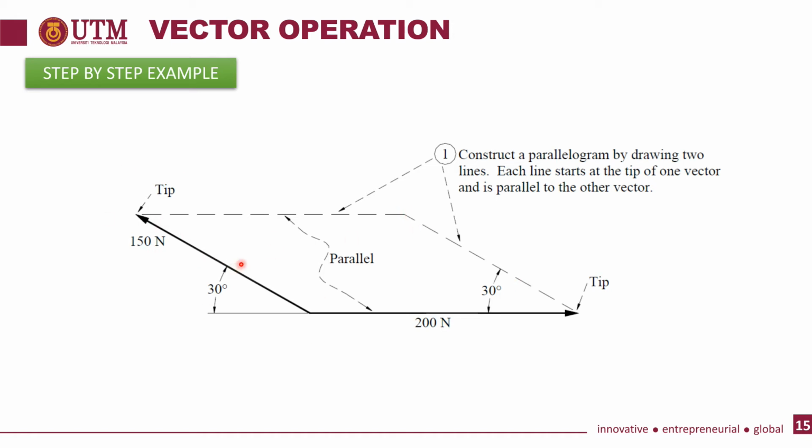From this, it has been given here, the angle of 30 degrees. The angle of 30 degrees is the angle between the 150 Newton force here and also the 200 Newton force here. So 30 degrees here will also be similar to here, 30 degrees, because the line is parallel. So the angle must be similar.